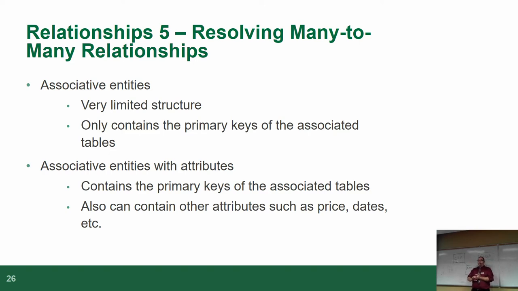Okay. Now, I already discussed what an associative entity was. It has a very limited structure, the associative entity. Normally, it contains the primary keys of its parents, and that's all that's in there. So, for example, we have an employee ID, and we have a skill number. In here, we'd have employee ID and skill number. That's all that'd be in this. That's all we need to actually identify the relationship between them. That's an associative entity.